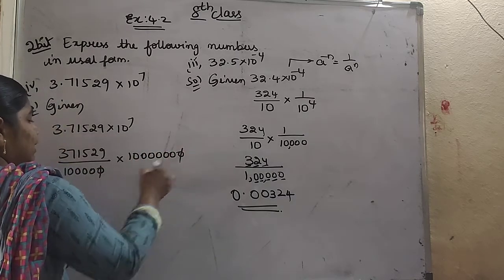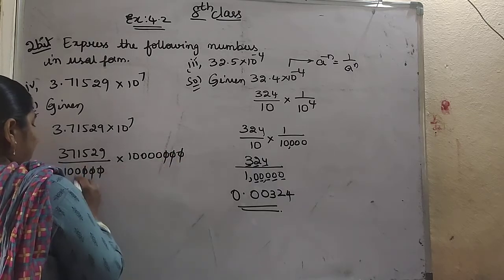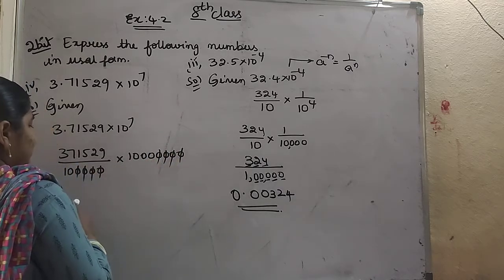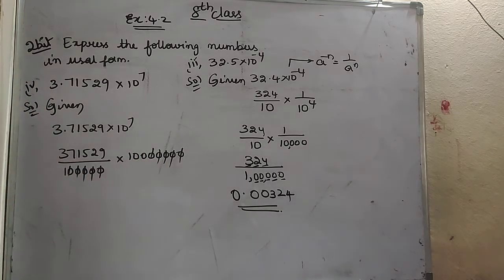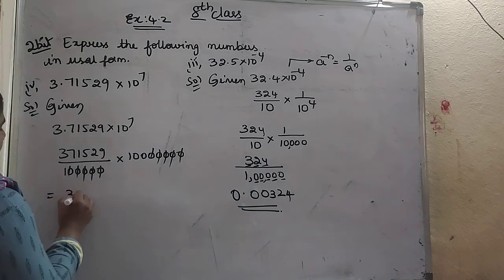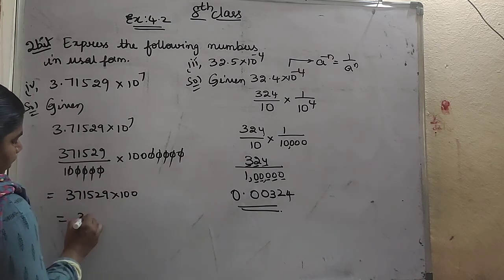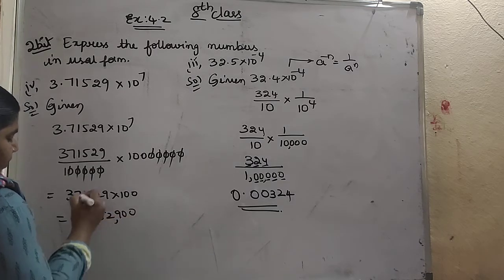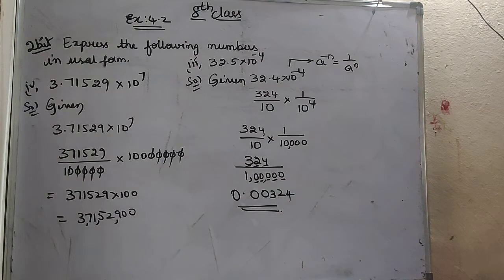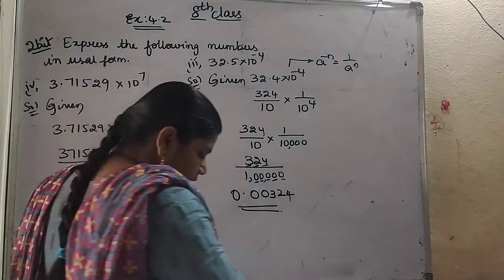So the first zero cancels, the second zero cancels, the third cancels, the fourth zero cancels, the fifth zero is cancelled. So how many zeros are remaining? It is only 100. So 371529 into 100 will be equal to 37152900. So it will be 3,71,52,900, which is our answer. So next one.